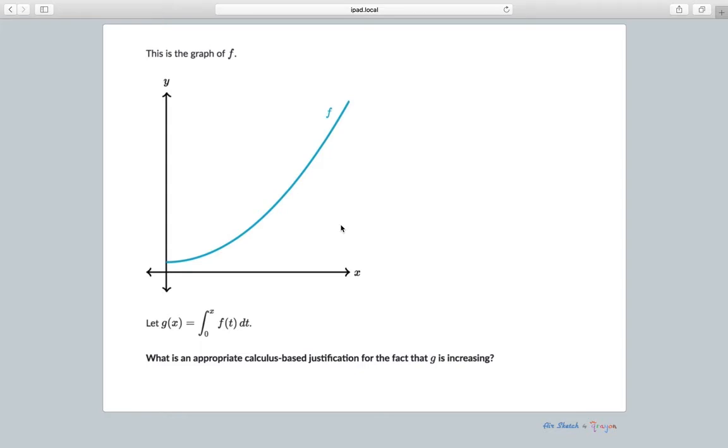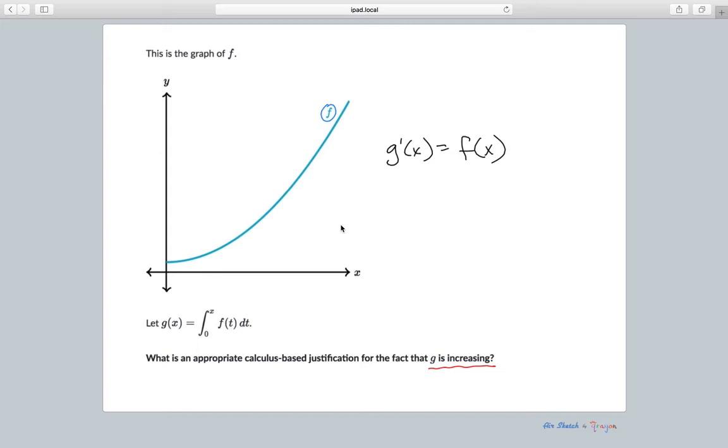All right, so g of x is equal to the integral from 0 to x of f of t dt. So g of x is an accumulation function. And it asks, what's an appropriate calculus-based justification for the fact that g is increasing? One thing to note is that this is a graph of f. So remember, to discuss whether a function is increasing or decreasing, we can look at its derivative. So in our case, g prime of x, by the fundamental theorem of calculus, would just be f of x.